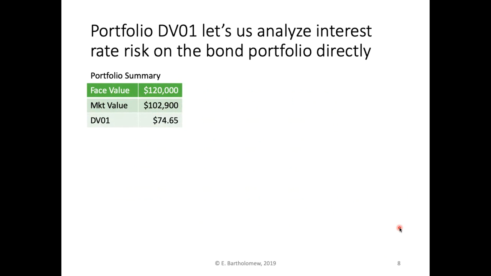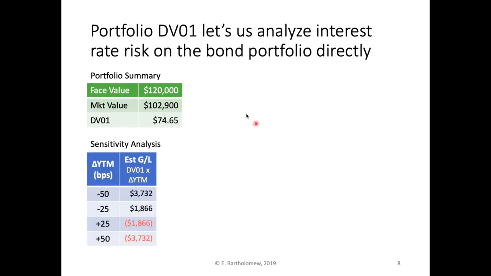Okay, so what we saw is that if we have the summary measures, we actually can do the sensitivity analysis for these parallel rate moves. So here we have our portfolio. It happens to be 4 bonds, but it might be 400 bonds. We don't know what's included in it, but we do know that the total face is 120,000. The total market value is here, 102,900, and the DV01 for our portfolio is 7465. So using that, we can estimate the gain or loss from a fall of 50 basis points to a rise of 50 basis points and levels in between. And those will be given by these figures here.